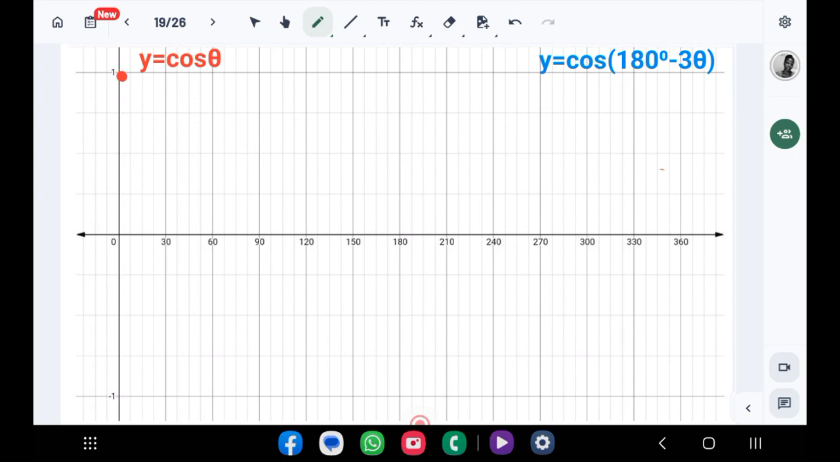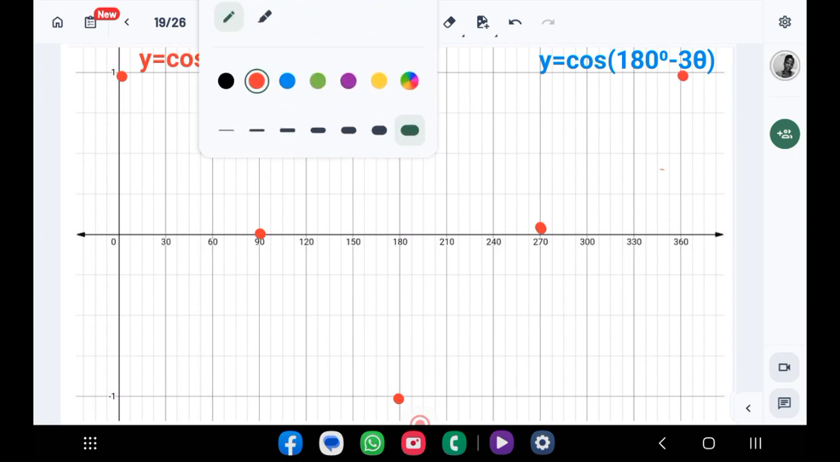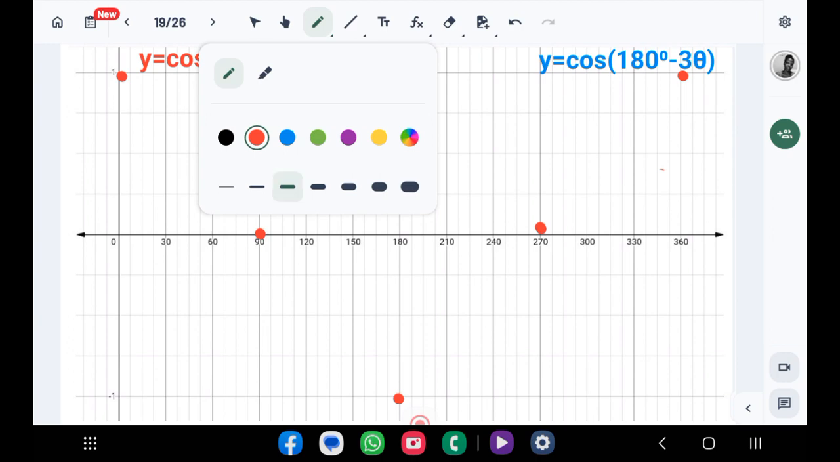At 0 degrees, it's a maximum at 1. Then 90 degrees, that's the first x-intercept. Minimum turning point is at 180, negative 1. Then the next x-intercept is at 270. And then the last maximum turning point is at 360 degrees. Well, that's the normal graph of a cosine function.